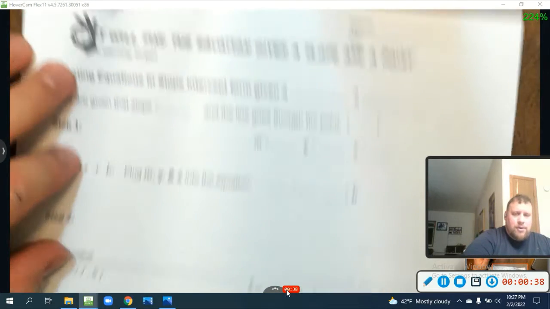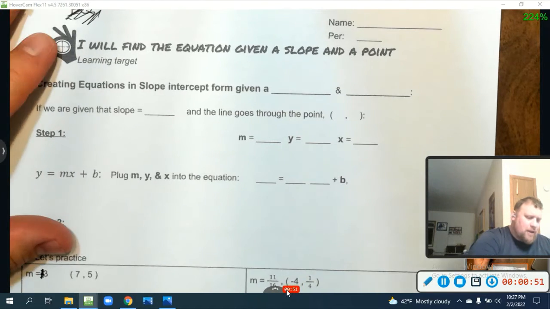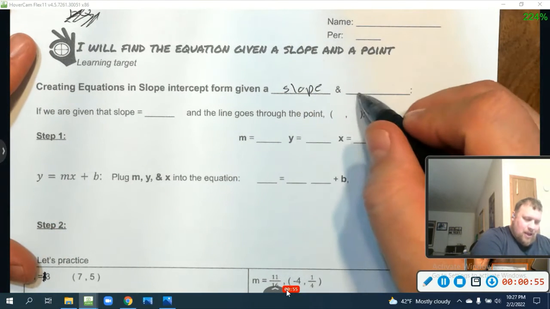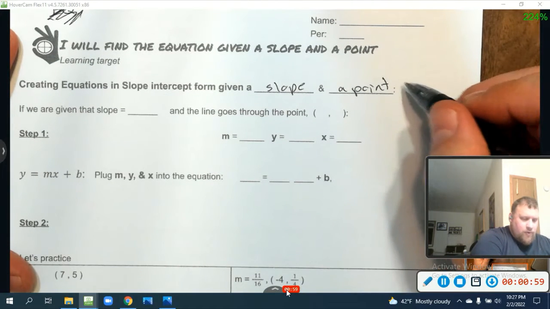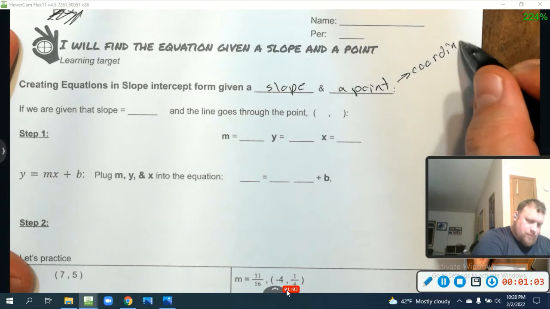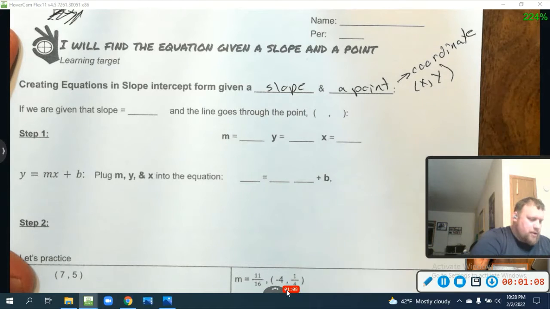All right. So your learning chart today is I will find an equation given a slope and a point. Kind of accidentally wrote it for you, so you're welcome. So let's talk about creating equations in slope-intercept form given a slope and a point. A point is also referred to as a coordinate, an xy coordinate, right? It's your xy.